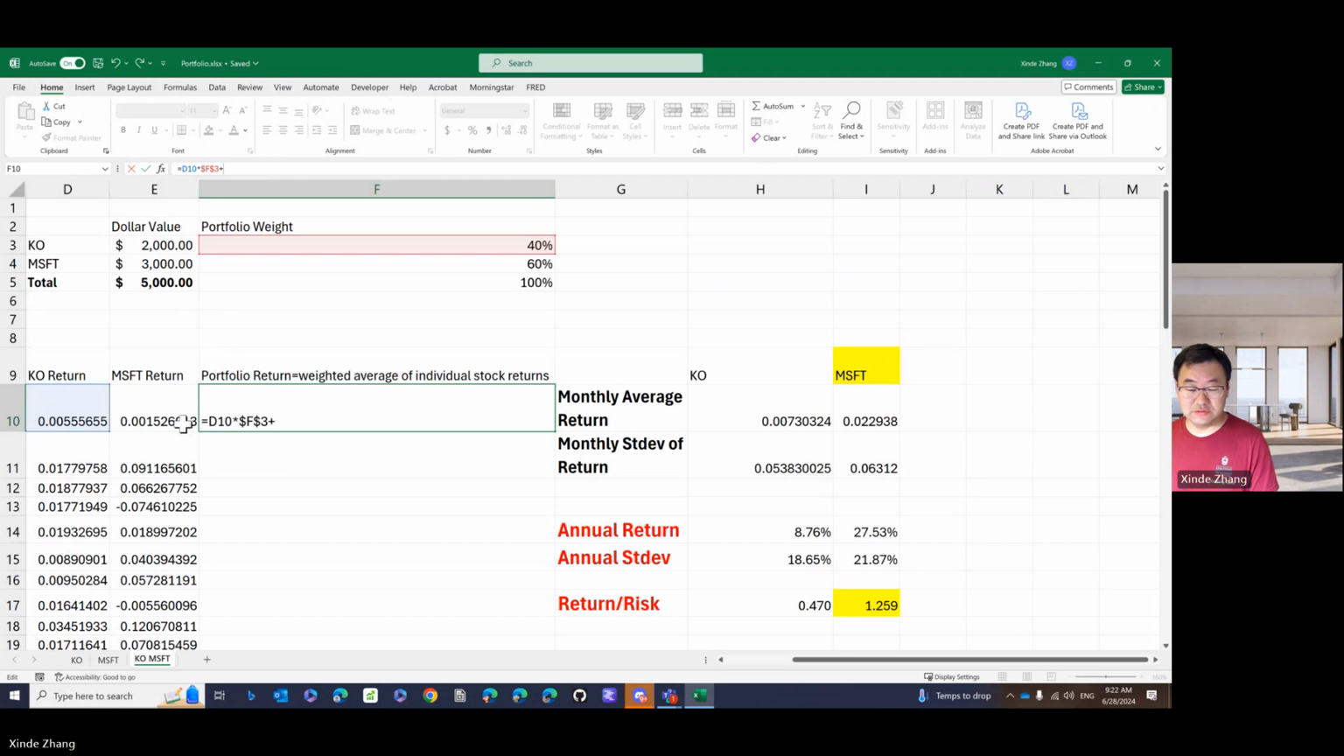We still have Microsoft to take care of. So, Microsoft return times Microsoft weight, 60%. Once again, the 60% will not change. I'll hit F4 again. I'm going to pause here for you to investigate this formula. Make sure that you understand this formula.